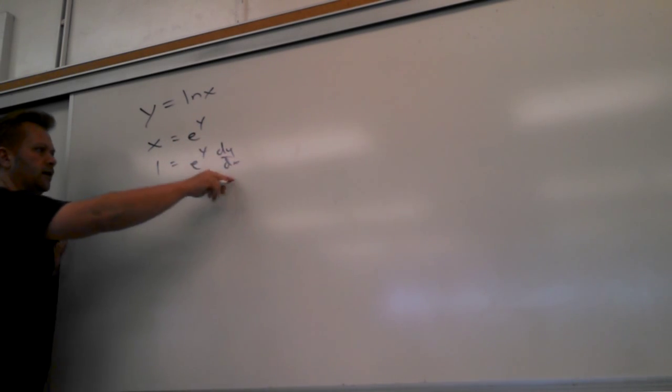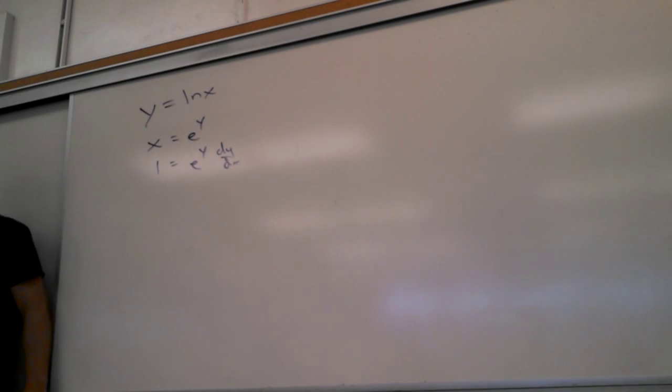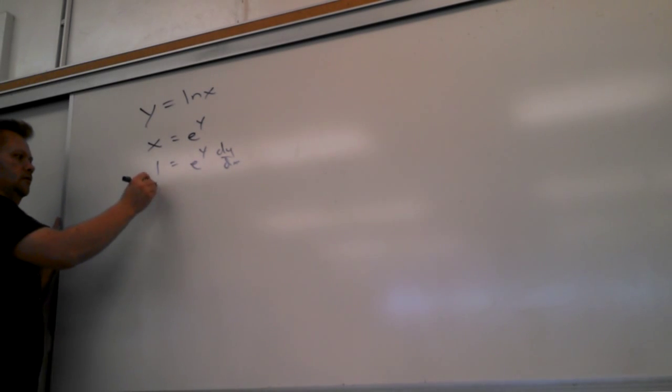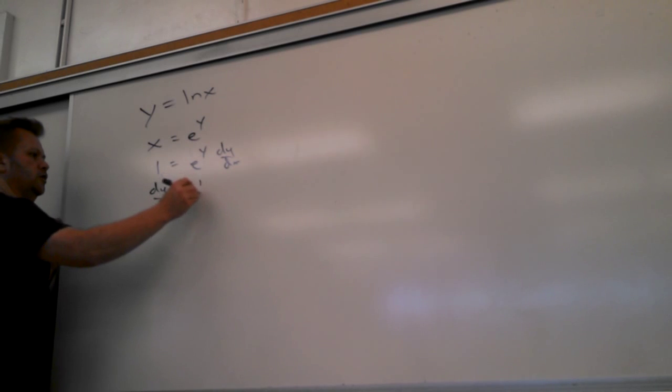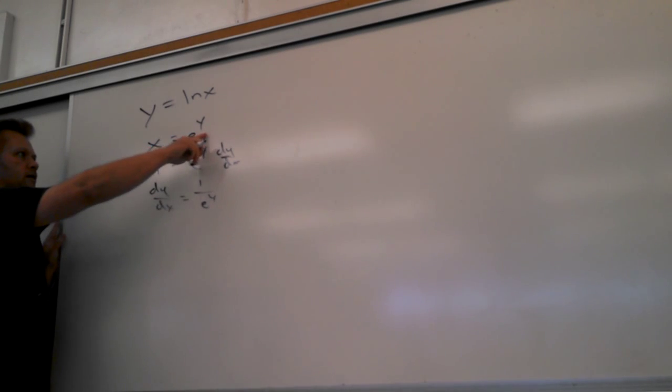E to the y dy dx. Why is the dy dx there? Because the chain rule is always there. It exists. And now how do I solve for dy dx? So it's divided through by e to the y. So it'll be 1 over e to the y. But what was e to the y?